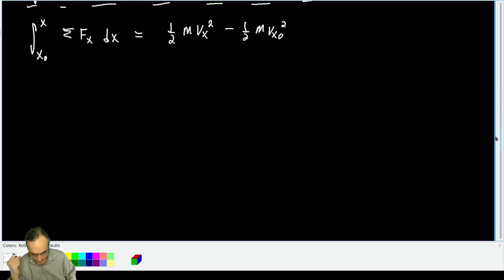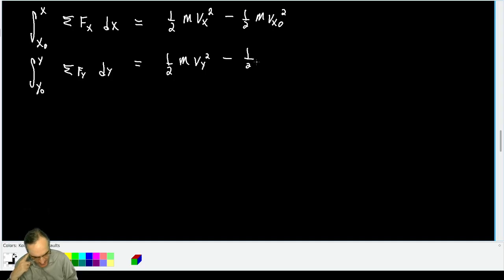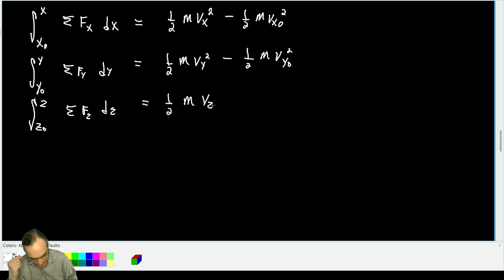We're going to get 3 more identical equations if we consider each of the other components. So the integral from y0 to y of the sum of the forces along the y direction dy equals 1/2 m vy squared minus 1/2 m vy0 squared. And the same thing for z for completeness: the integral of fz dz equals 1/2 m vz squared minus 1/2 m vz0 squared.